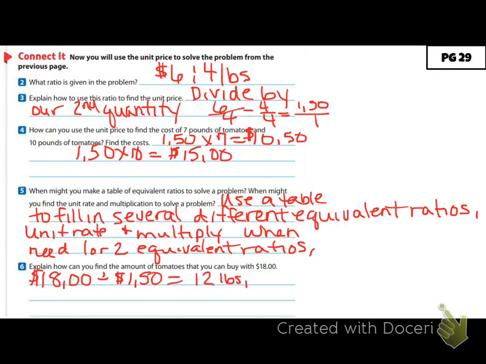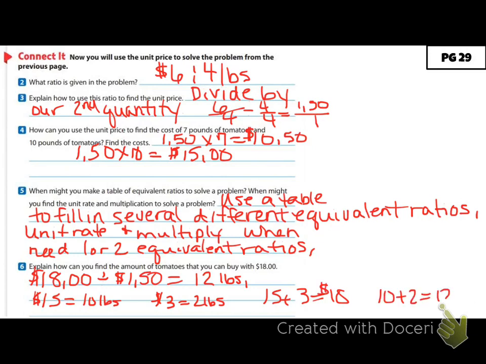You could also look at it like we did with the second modelet, and you could combine your amounts of money. So we know that $15 is equal to 10 pounds, and we know that $3 is equal to 2 pounds. So if we added 15 plus 3, it gives us $18. And so we could then add 10 plus 2 to give us a total of 12 pounds.